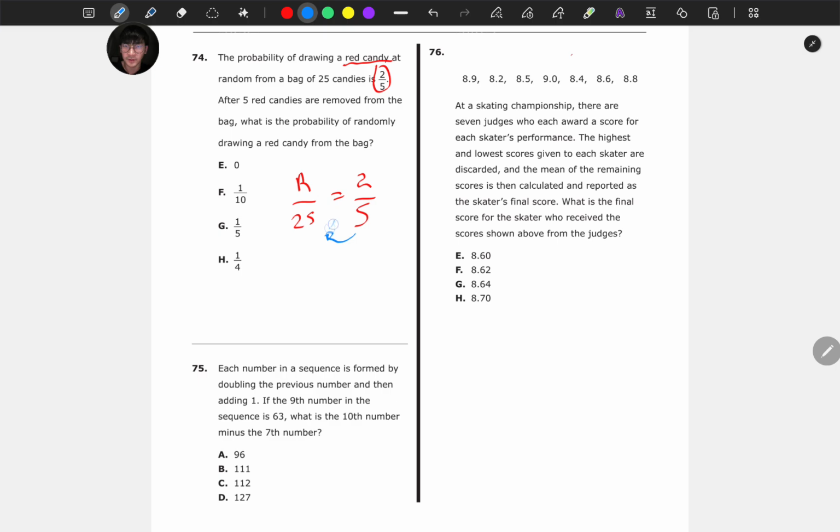You can cross multiply, but these numbers are easy, so just look. 5 times what gives you 25? Times 5. So I multiplied the bottom by 5, so I have to do the same thing on the top to preserve the equality. That means R is equal to 10. Now they're saying, after 5 red candies are removed from the bag, what is the probability of randomly drawing a red candy from the bag? Well, we know that R is 10, but if I'm removing 5, that's going to be 5 reds now, and I should also deduct the 5 from the total number of candies. So it's going to be 5 over 20 as the new probability. Then you simplify that, dividing both top and bottom by 5, you get 1/4, which is H.